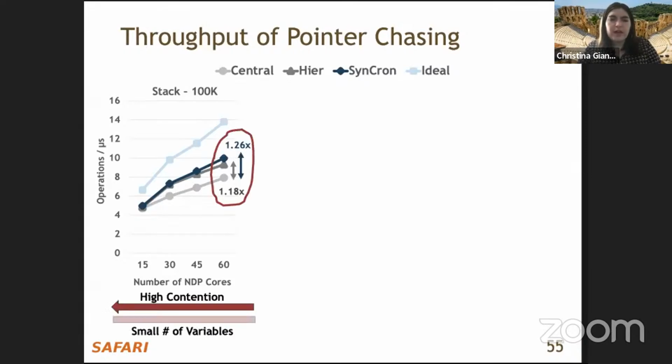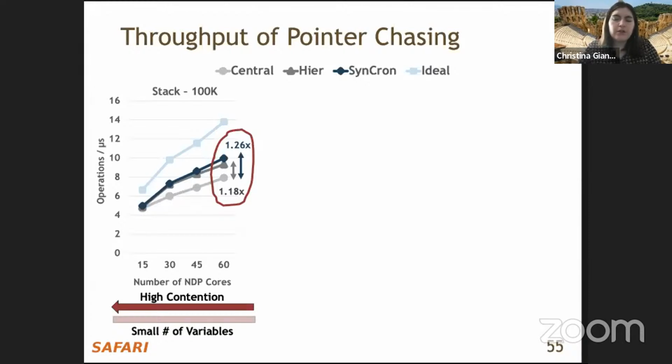So in this scenario, in the stack, we have a coarse-grained synchronization approach, meaning that we have only one global lock that protects the whole stack. If we have only one synchronization variable, or a few synchronization variables, all the cores of the system highly compete for those few synchronization variables. So we have a high contention scenario.